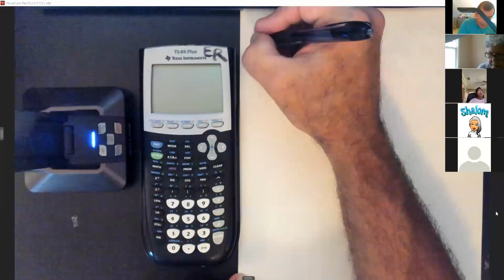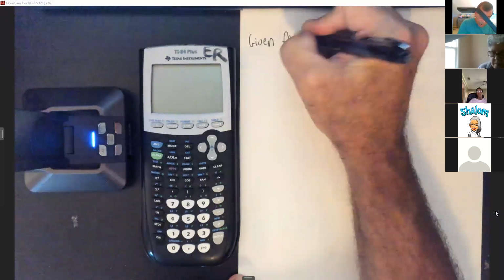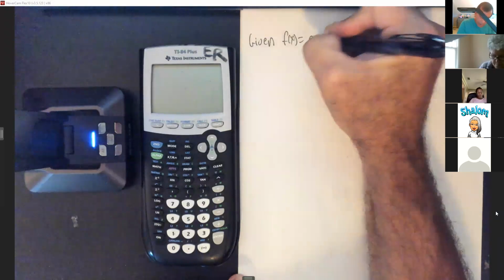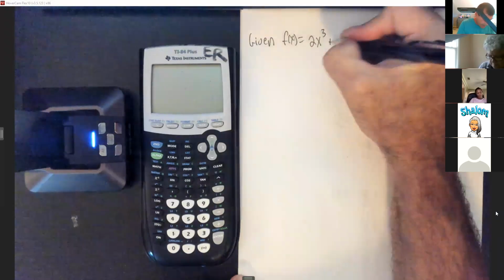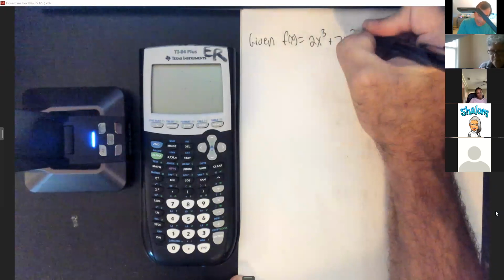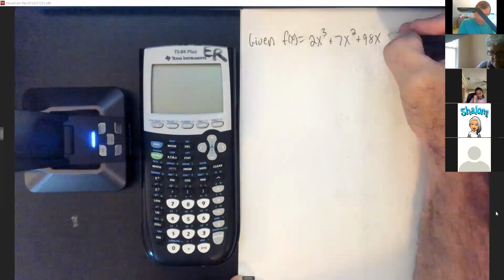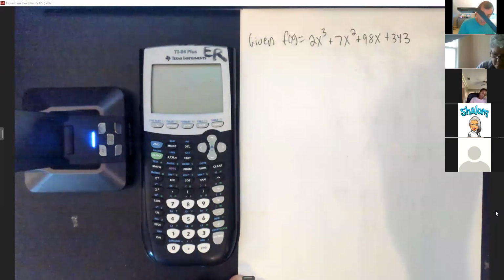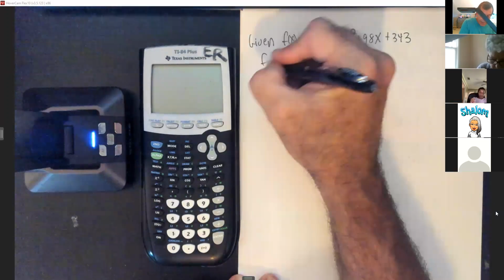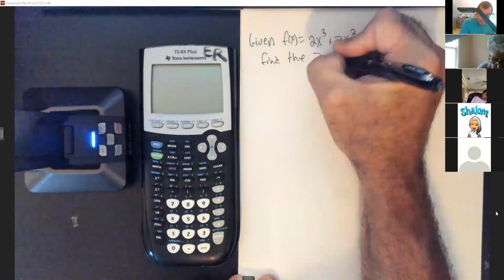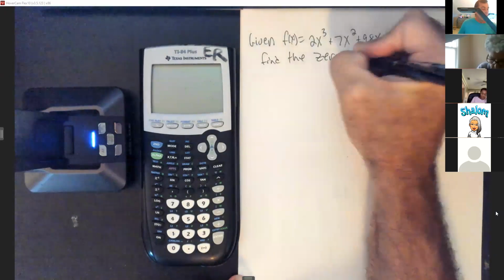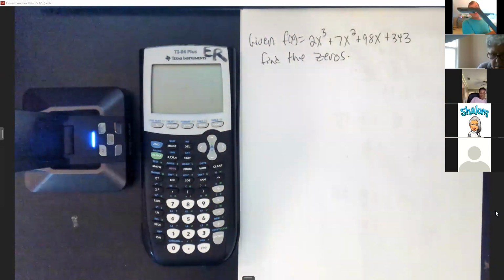So I'm given f of x equals 2x to the third plus 7x squared plus 98x plus 343. I'm going to find the zeros. But this time they didn't really give me no zeros to start with.